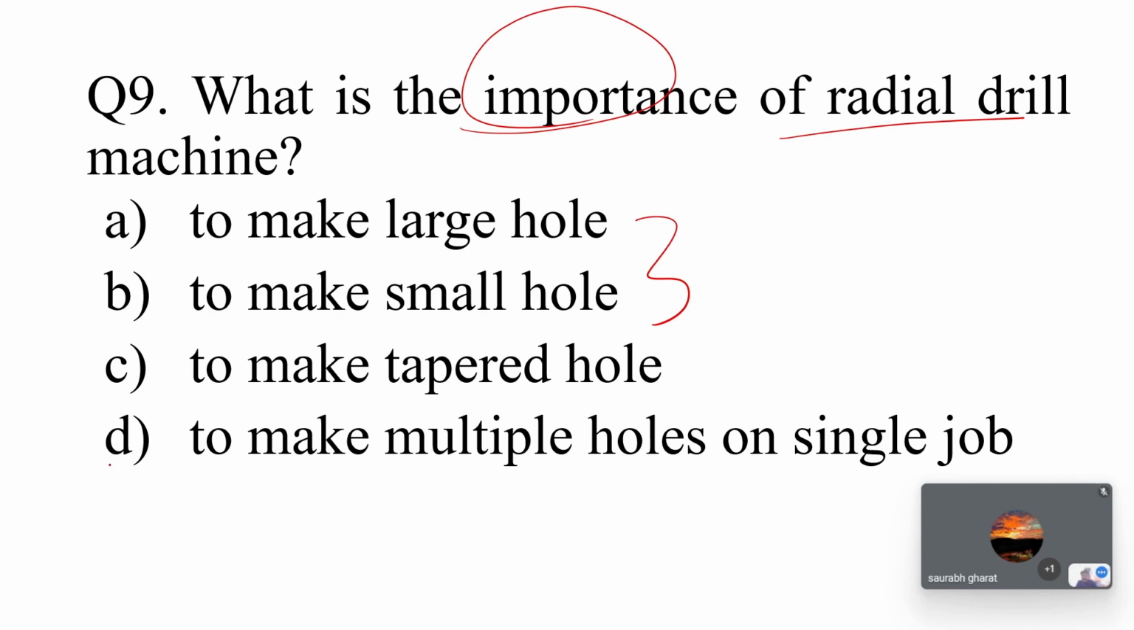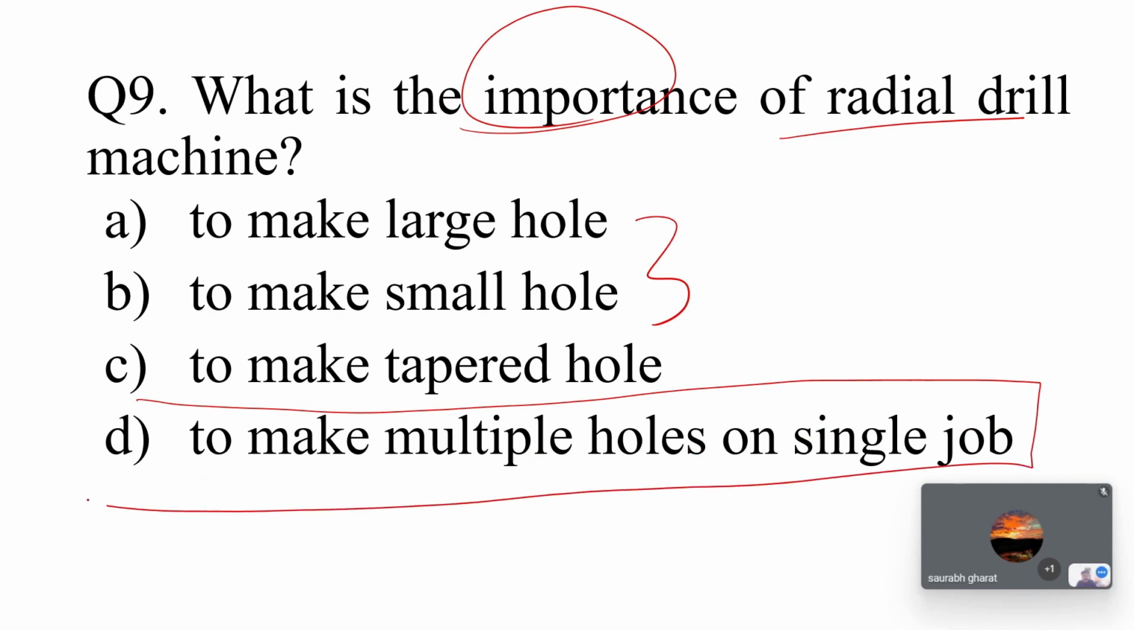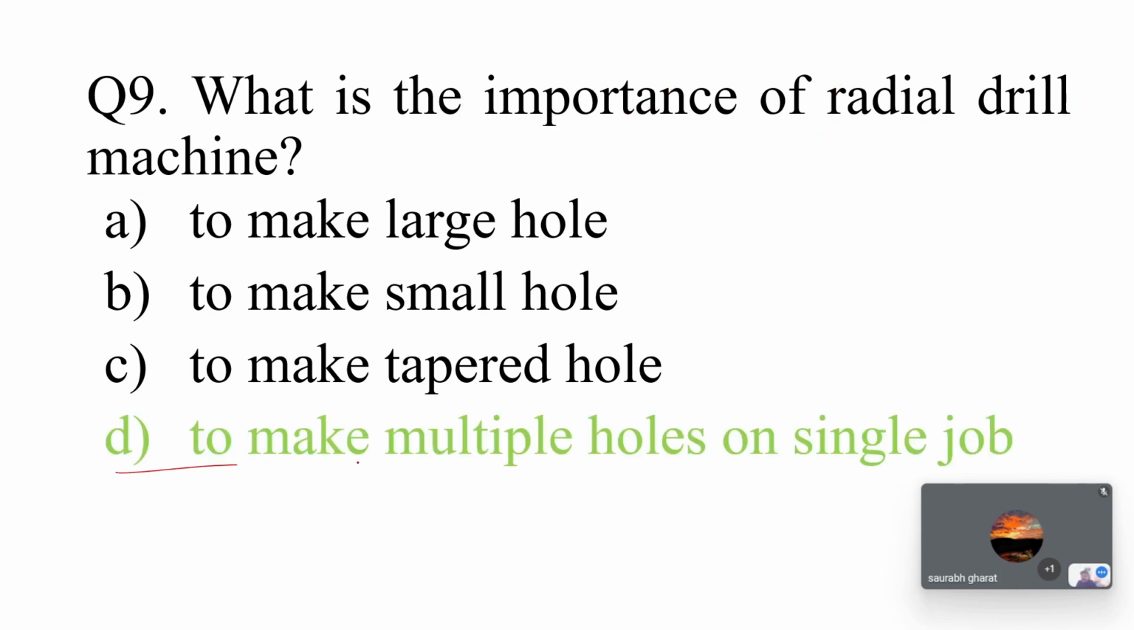To make multiple holes on a single job is the only correct option here, because that is why the radial drill machine is actually used. This is actually the importance of the radial drill machine. So to make multiple holes on a single job is your correct option.